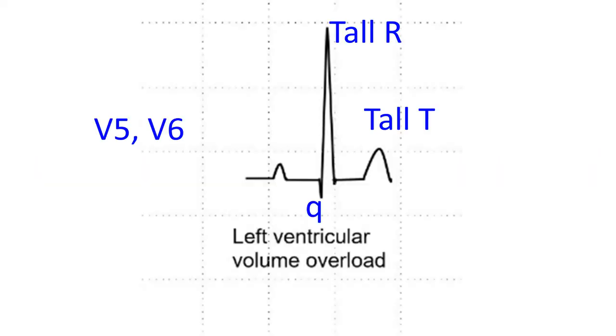In the ECG, left ventricular volume overload is indicated by a small initial Q wave, tall R wave and upright tall T waves in V5, V6. Left ventricular volume overload can occur if there is a leak in the aortic or mitral valve or a large defect in the wall between the two ventricles.